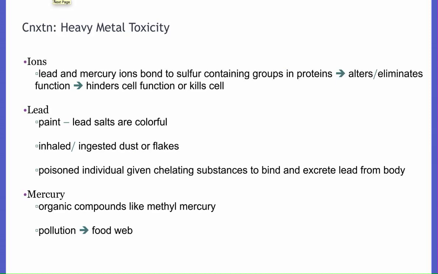So a few connections before we move on. First is heavy metal toxicity, which kind of sounds like a rock band or something like that, but really I'm talking about lead poisoning and mercury poisoning. Things like lead and mercury can bond to sulfur-containing groups in proteins, and that can hinder or completely destroy that protein's ability to do whatever it's supposed to do. So it can actually kill cells. It can kill you if you had that kind of poisoning.